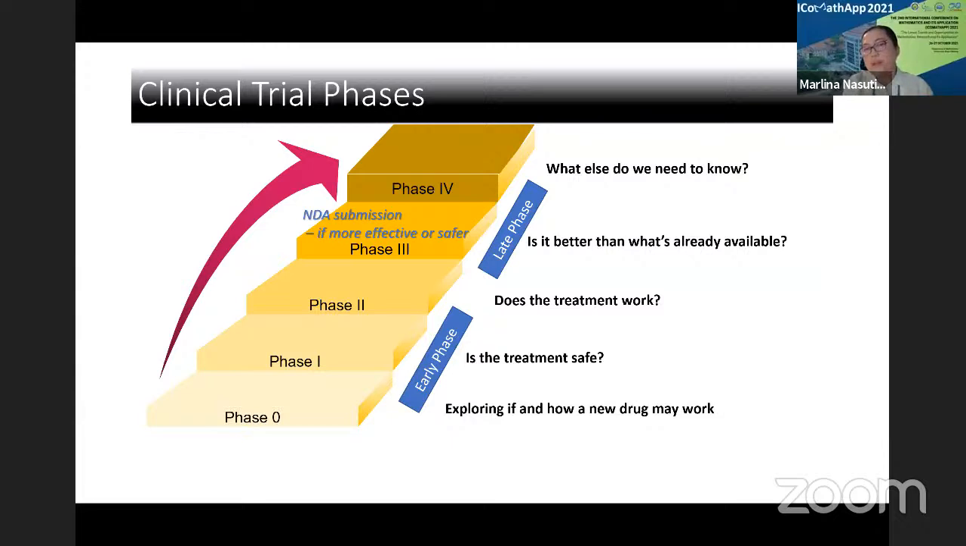So phase 4 basically is a phase that is done after getting approval from regulatory agency. In this regard, it is like FDA for USA. And the aim, the tujuan dari phase 4 ini actually untuk mengevaluasi long term safety of this new drug.